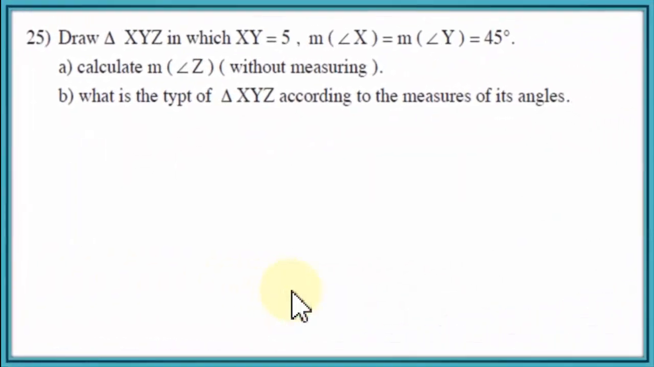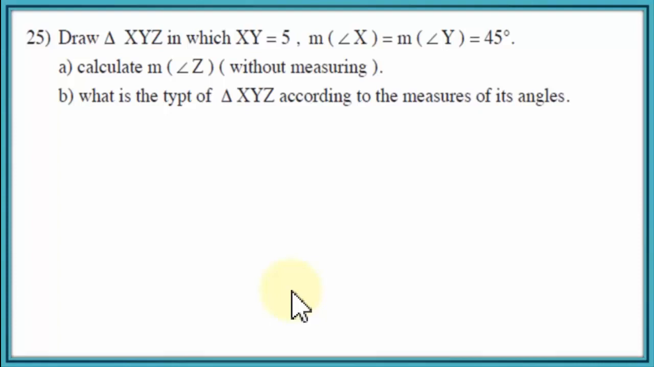Now draw triangle XYZ in which XY equals 5 cm, measure of angle X equals measure of angle Y equals 45 degrees. Then calculate the measure of angle Z without using your protractor. Then, what is the type of triangle XYZ according to the measures of its angles?